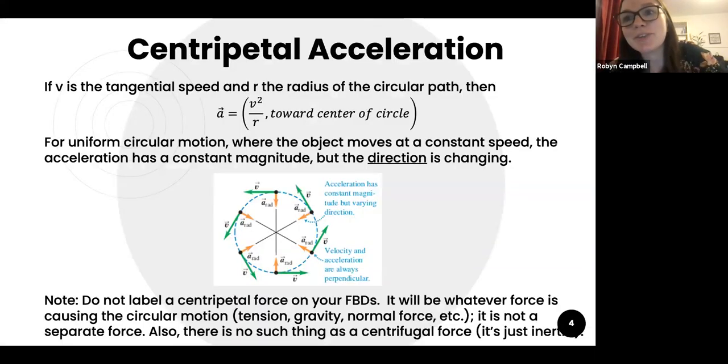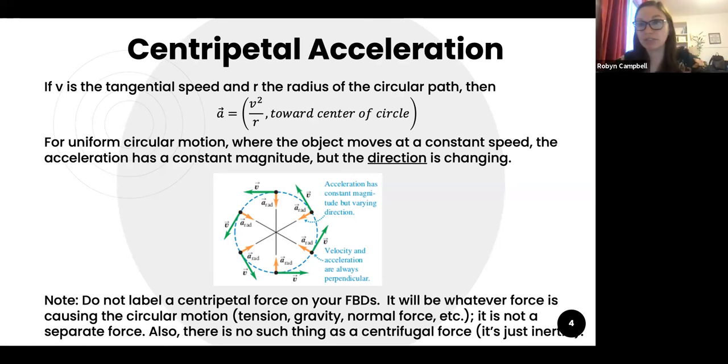If I were to identify one key idea of this module, it is the centripetal acceleration. It's the acceleration that causes something to move in a circle. Something that's very important is that even if an object is moving around a circle at a constant speed, the centripetal acceleration is always going to be towards the center of the circle.